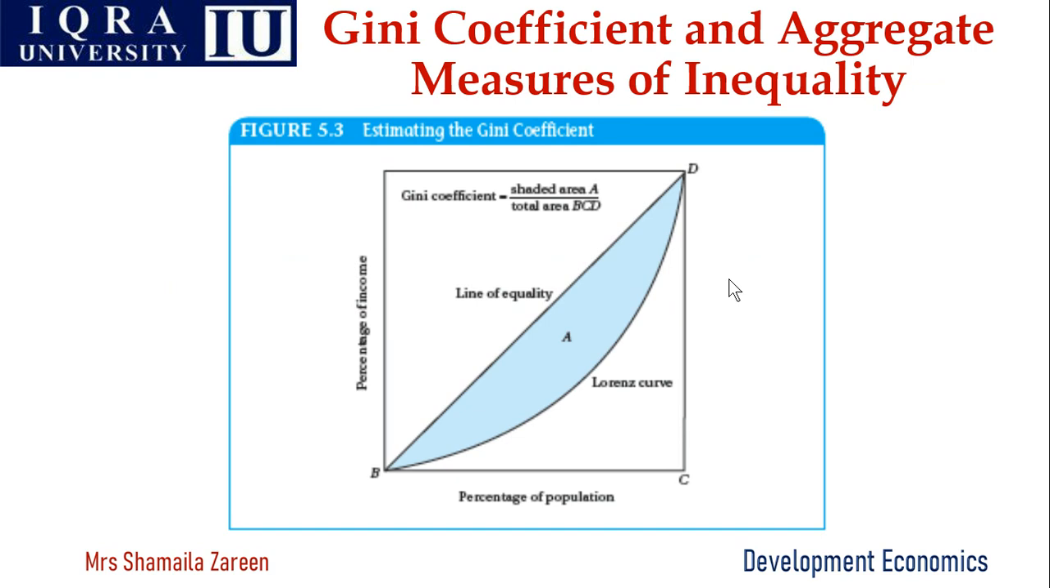Next, that is the Gini coefficient, an aggregate measure of inequality. Obviously, this Gini coefficient concept is related to the Lorenz curve.